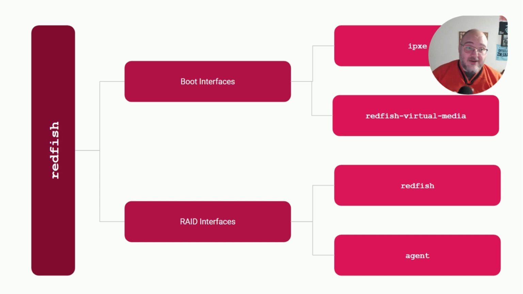And again, for RAID, you can choose Redfish or an agent. And in this case, agent doesn't even really depend on special hardware. It's just using software RAID configured in band. So just a couple of examples to show you how you can adjust interfaces to adjust what actually happens on a node in Ironic.